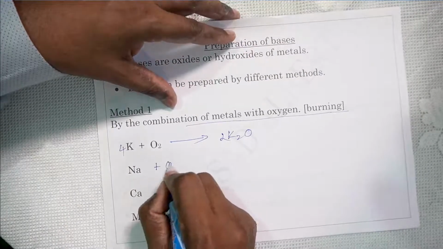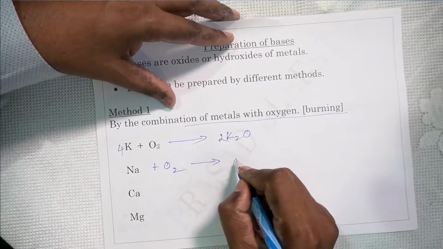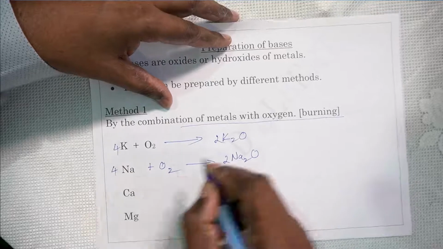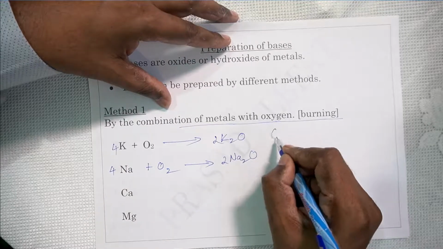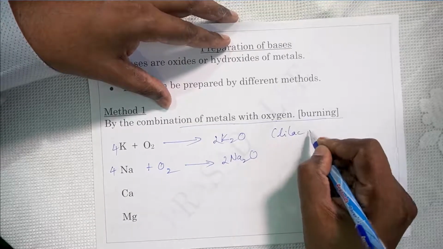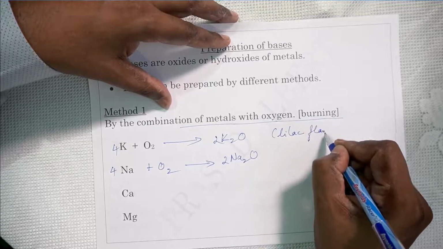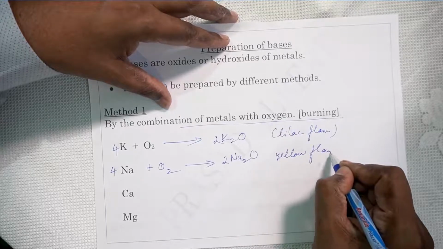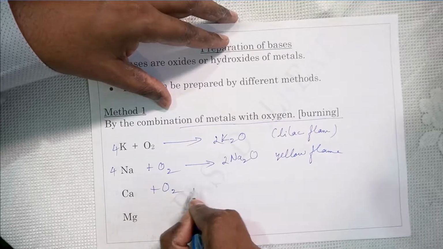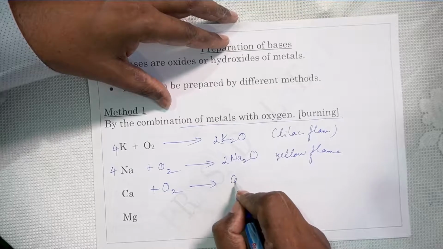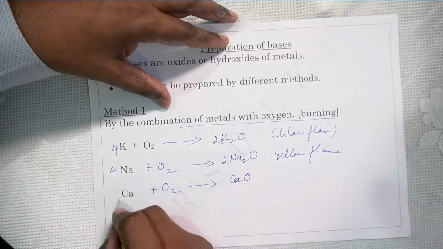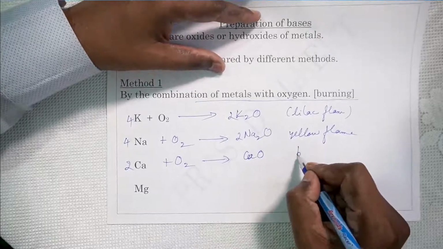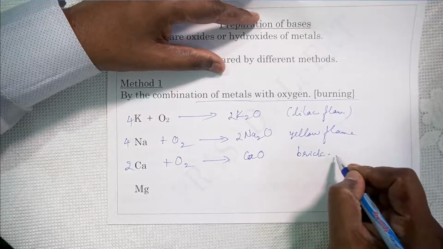Then sodium burns in oxygen. Now here you get Na2O, so 4Na plus O2 gives 2Na2O. Potassium burns with a lilac color flame. Lilac is a violet color flame. Sodium burns with a yellow flame. And calcium burns in oxygen. So here you get a brick red color flame. CaO, calcium oxide, 2Ca plus O2 gives 2CaO. So you get a brick red flame.